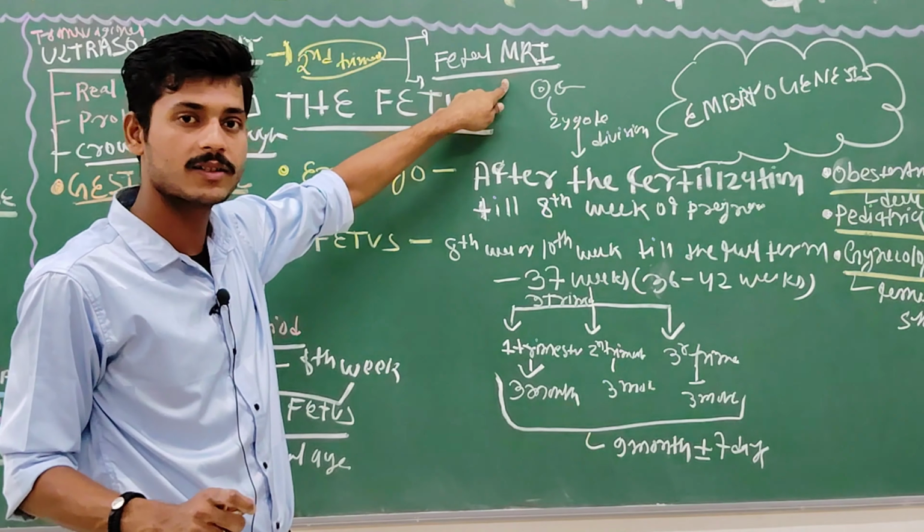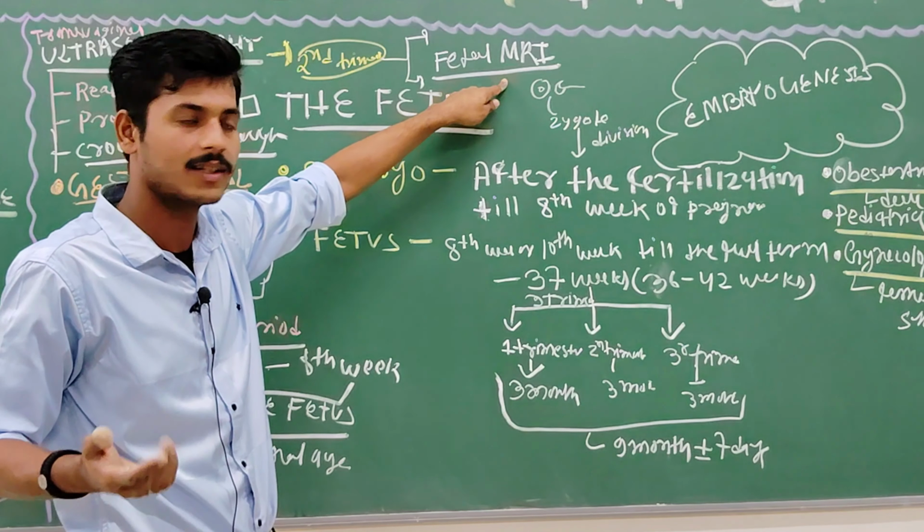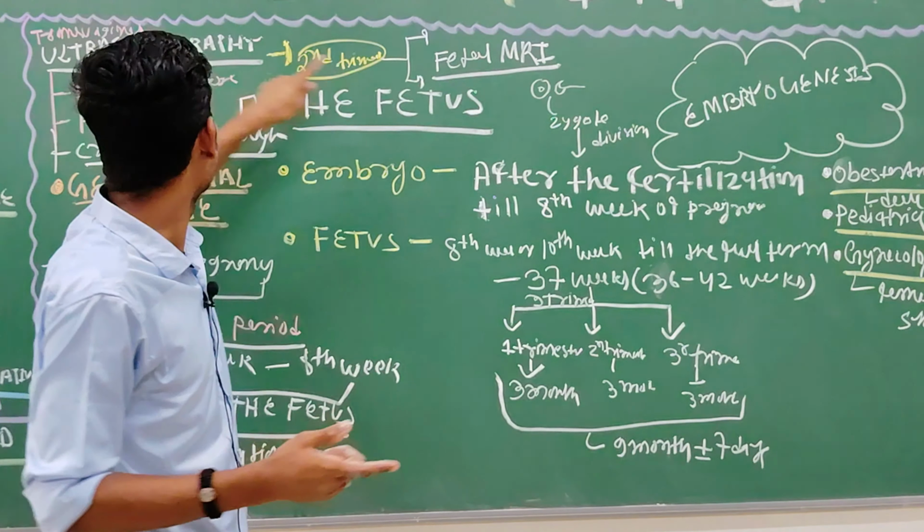It comes into the picture when there is a suspicion of some developmental congenital disease, some neural defects, or some genetic problems where ultrasonography has failed to explain. Then the fetal MRI is best, and its utilization should be in the second trimester.